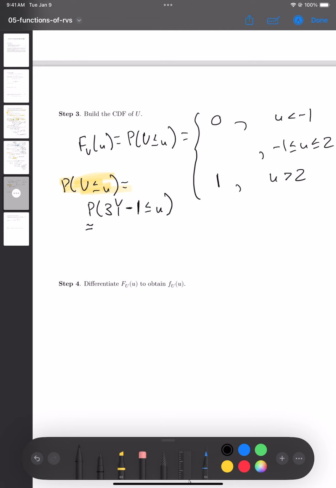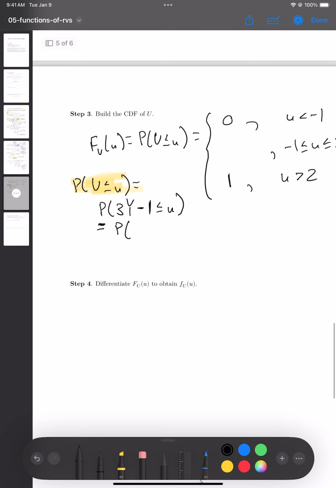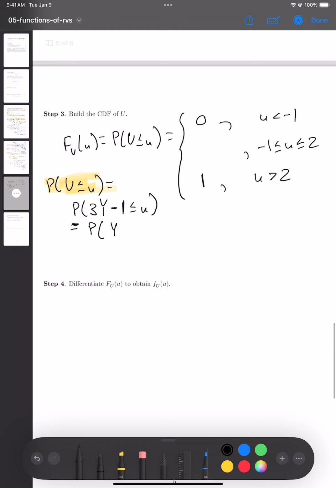Then what I really want is to make use of the fact that I know the density function of y, so I want y all on its own on the left-hand side of this inequality. I'm going to rearrange algebraically to get that y is less than or equal to (u plus 1) over 3. That's just adding 1 to both sides and dividing by 3 on both sides. Now we're in much better shape. Lowercase u on the right-hand side is just some number.